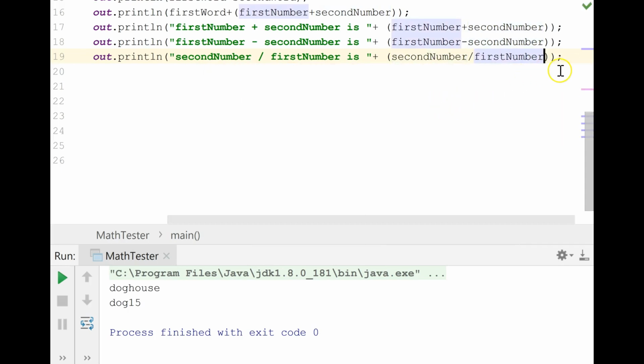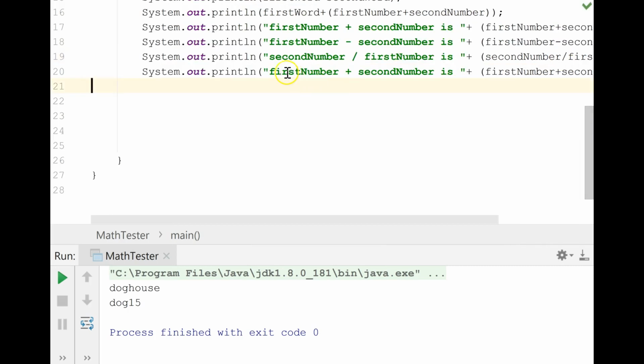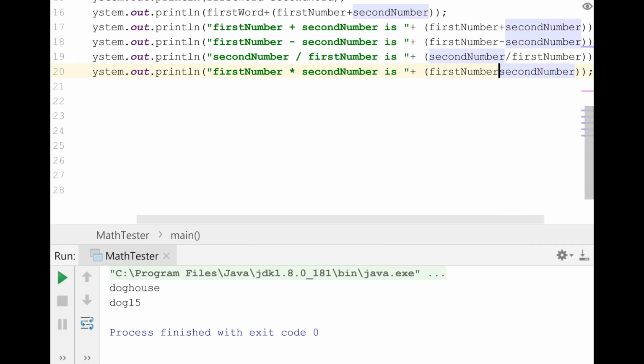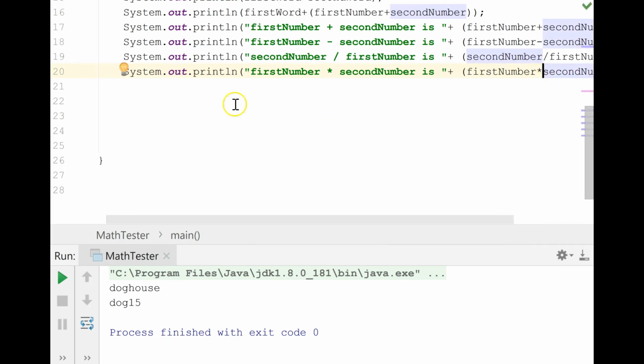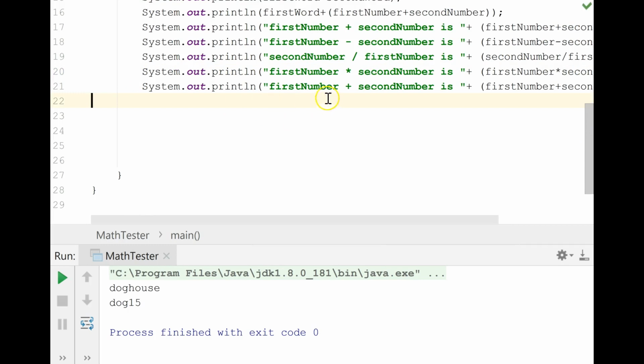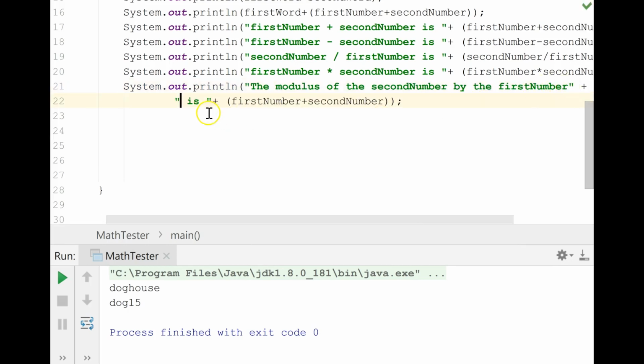So in our math, it's the same thing. Second number divided by the first number. And you can build off this and do some really complex math. Okay, so we need a multiplication. First number times the second number is first number times the second number. And then we have modulus. The modulus of the second number by the first number. Let's go ahead and hit enter.